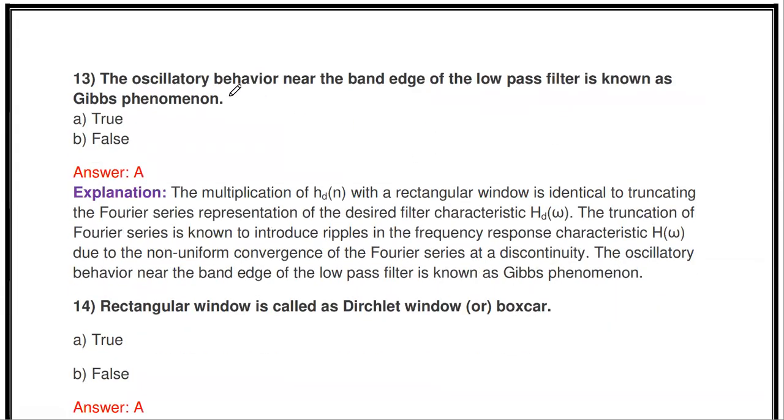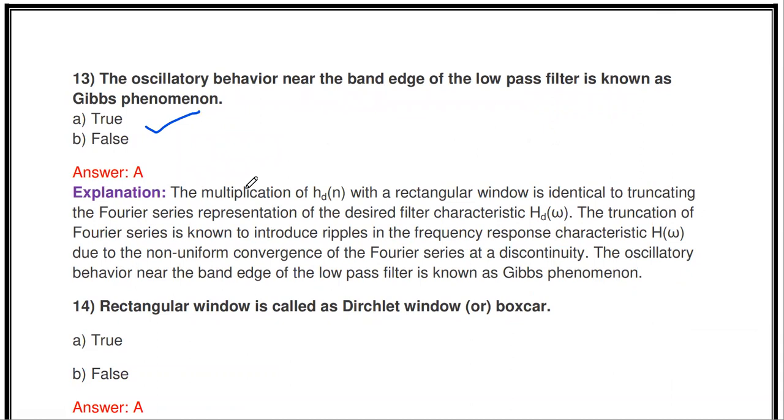Then the next one: the oscillatory behavior near the band edge of the low pass filter is known as Gibbs phenomenon. Yes. So this type of distortion occurs when you are designing the FIR filter using the Fourier series method. In the Fourier series method, we will get oscillations after the pass band. In order to avoid that oscillation, we use a method called the windowing technique.